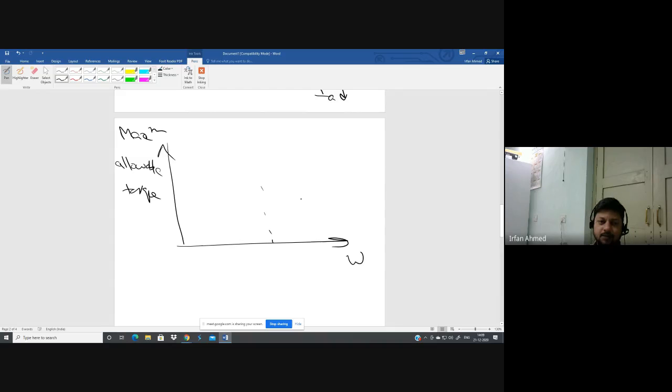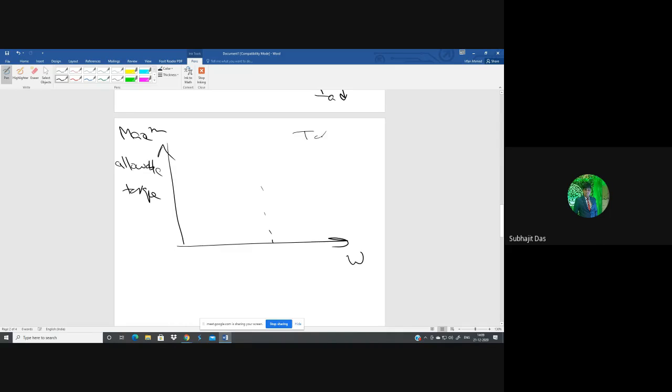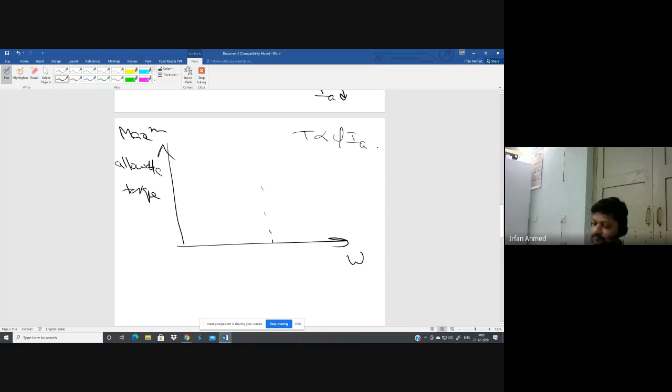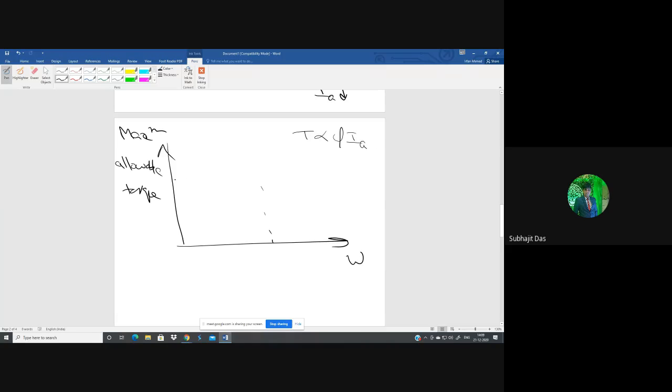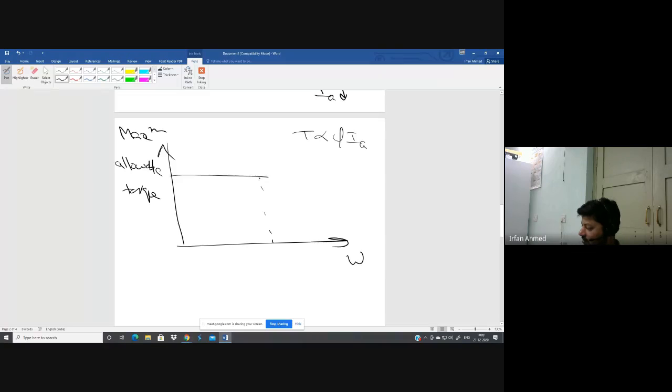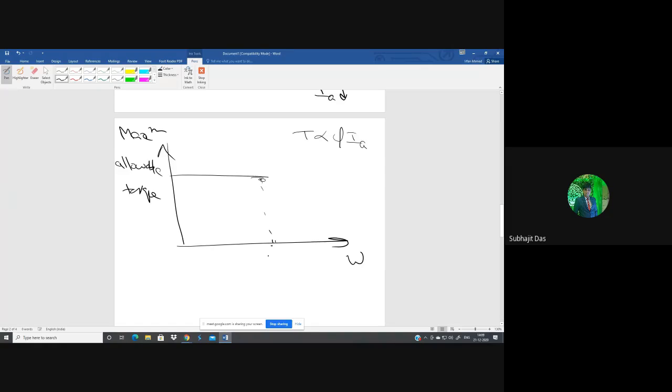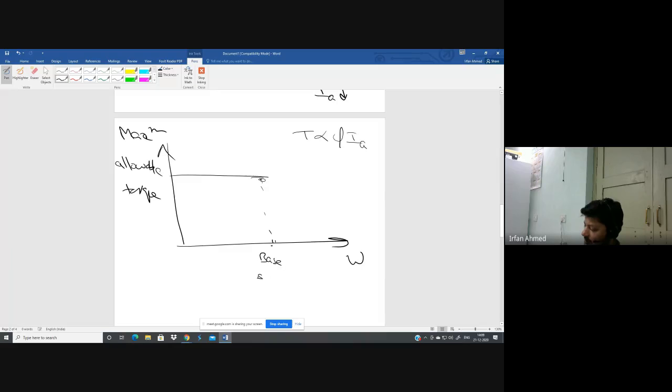Okay, so if we draw a characteristic between maximum allowable torque and speed, how will that characteristic be? Remember that torque is proportional to flux and IA. Straight line parallel to the x-axis, till this point. What is this point? Base value of speed. Correct, base speed or rated speed. What happens after this value?